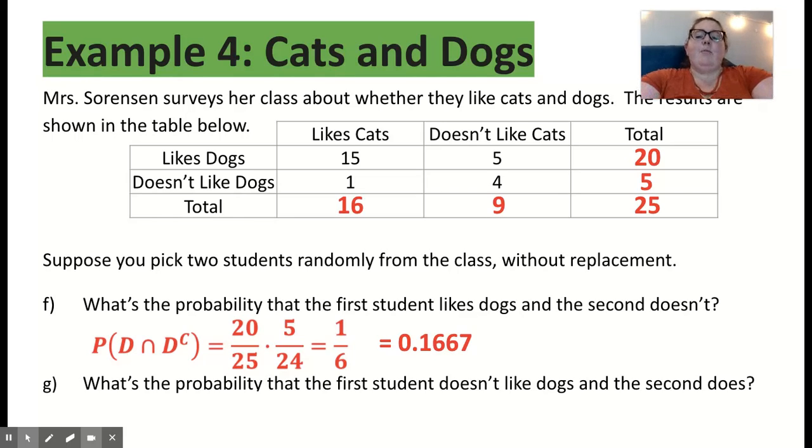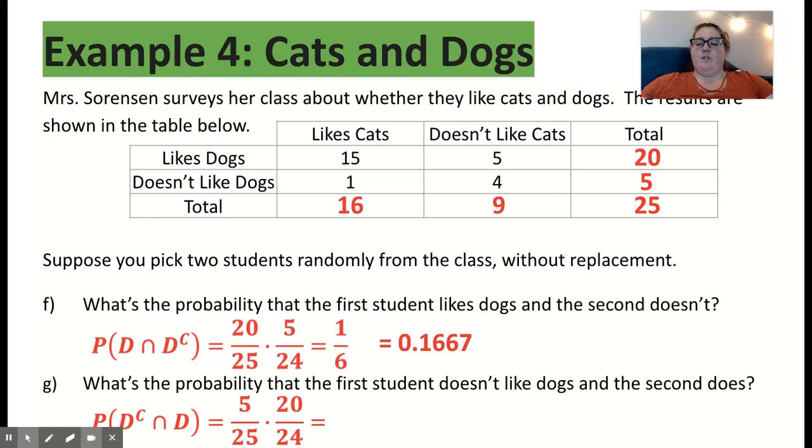And then lastly, we have the probability that the first student doesn't like dogs and the second does. Same thing, opposite order. So first time I pick a student, 5 don't like dogs out of 25 total. Second time I pick someone, there are 20 who like dogs, but we're only going to have 24 students total. But that does come out to the exact same answer as the last part, which is interesting.